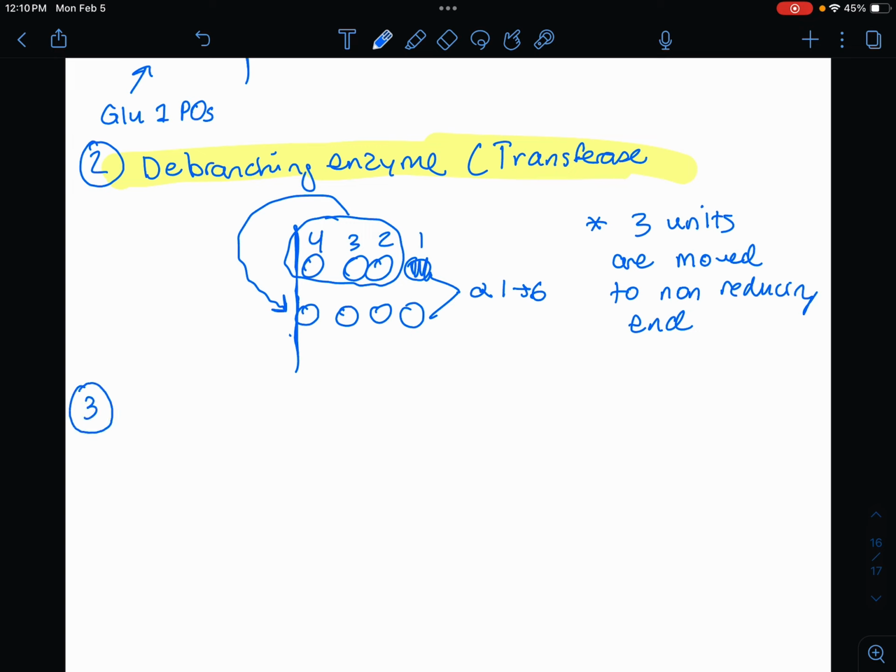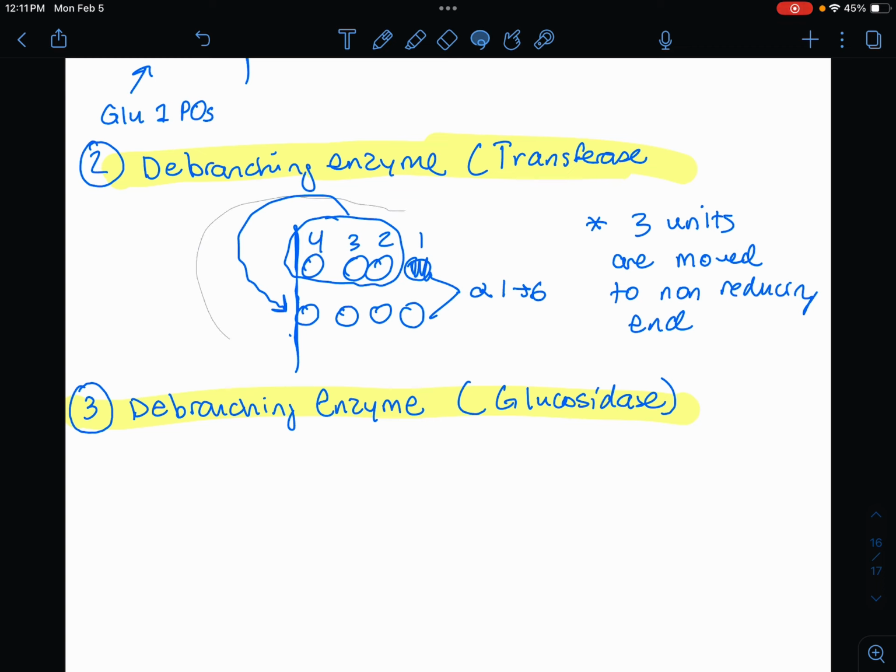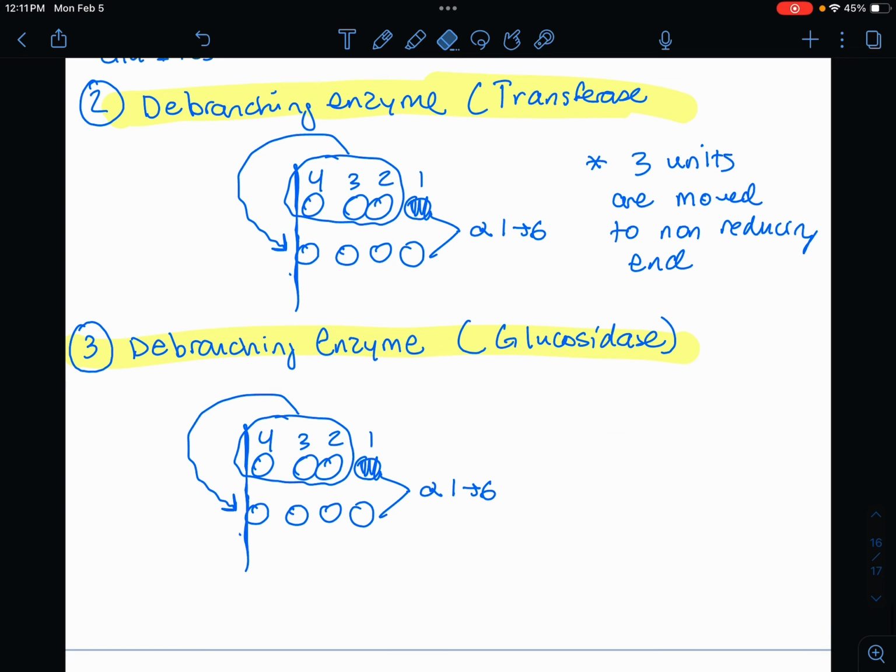Once that's done, we're going to go to step 3, still with debranching enzyme. And then now it's going to act as a glucosidase. If we go to our picture, we're going to have something that looks like this. Let me copy it over. And we're going to erase a few things here because we moved those 3 glucose units over, right? So there's going to be these 3 new ones at the bottom.